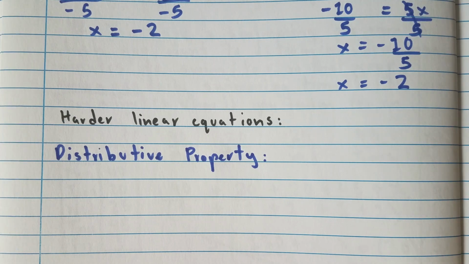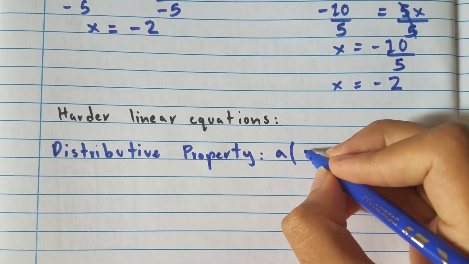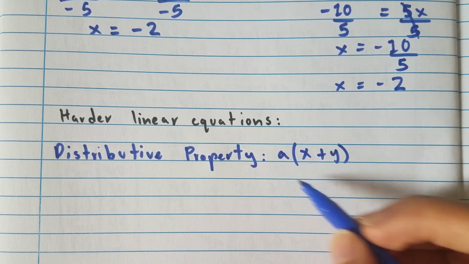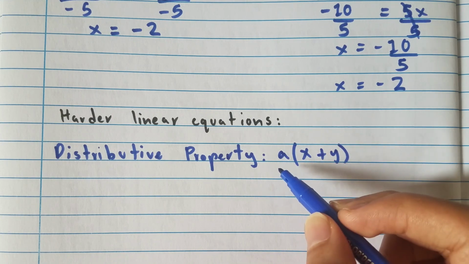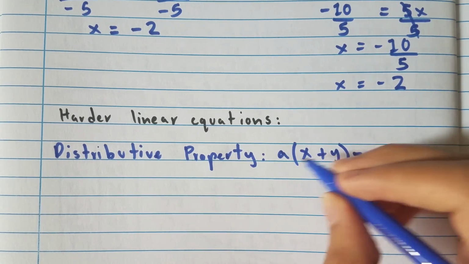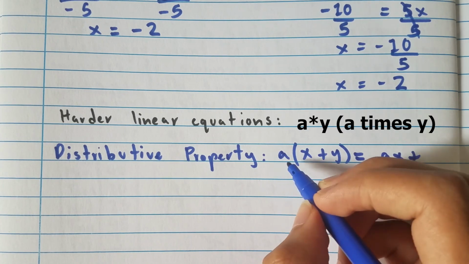So now that we know how to solve equations with variables on both sides, let's look at some harder linear equations. Some harder linear equations require the knowledge of the distributive property. We've learned that property in middle school, but I'll introduce it to you again. So say you have some variable a, and you multiply with x plus y. We can see that the variables x and y are being added in parentheses, and this is being multiplied with the coefficient a. So this property says that if we do this operation, we get a times x, which gives ax, plus a times y.